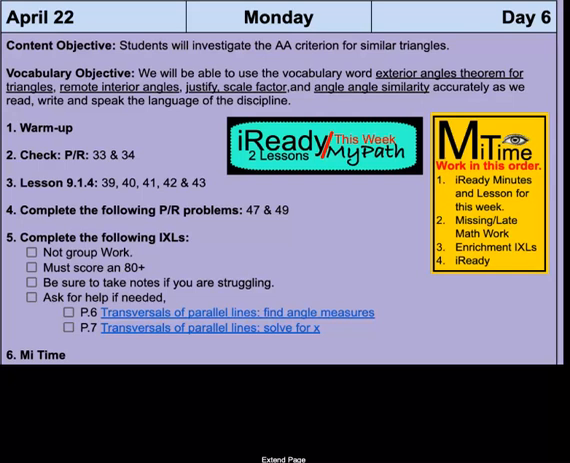So what you're going to be doing today, we just did the warm-up and you checked your review. We're going to investigate the angle criterion for similar triangles. So again, we're taking the next step. We're going to use what we learned last week Monday, last week Tuesday, last week Thursday, and we're going to extend it. We're going to keep that knowledge going.